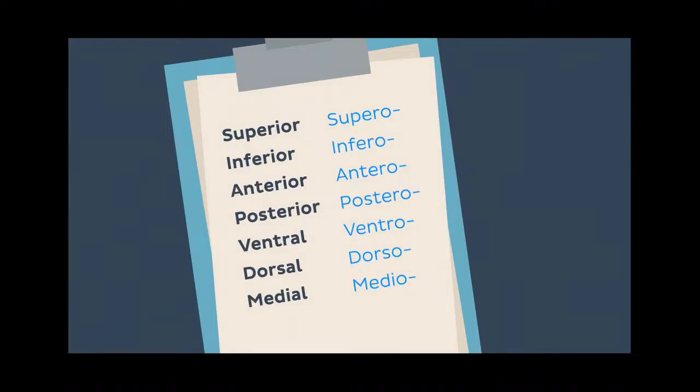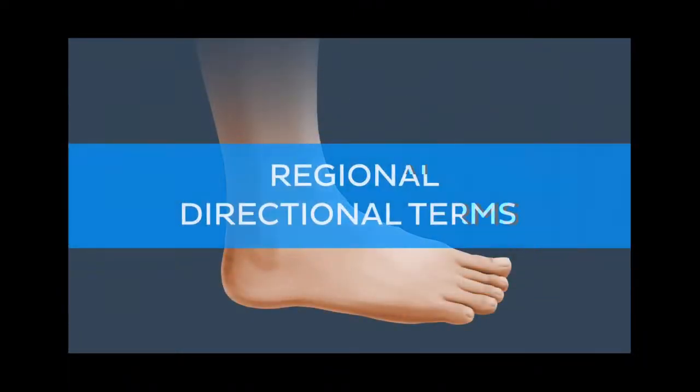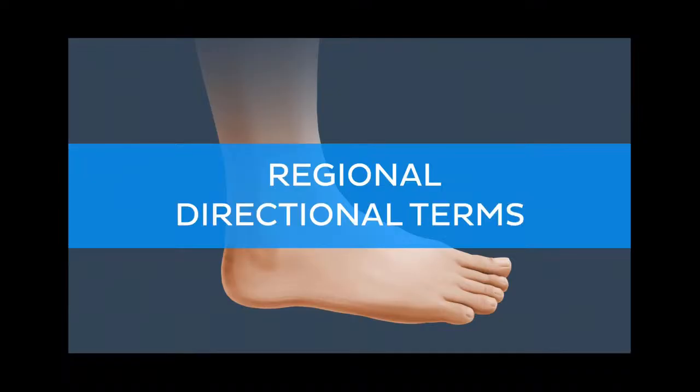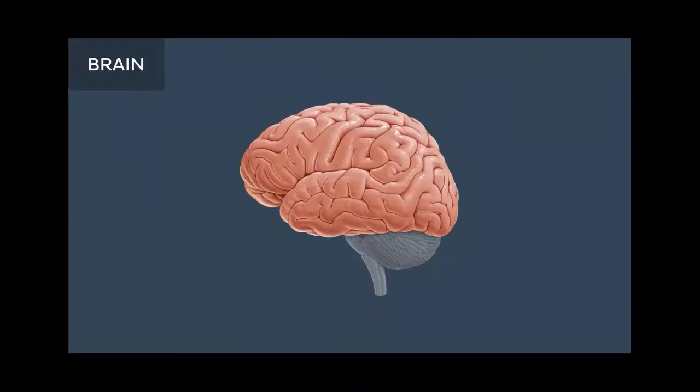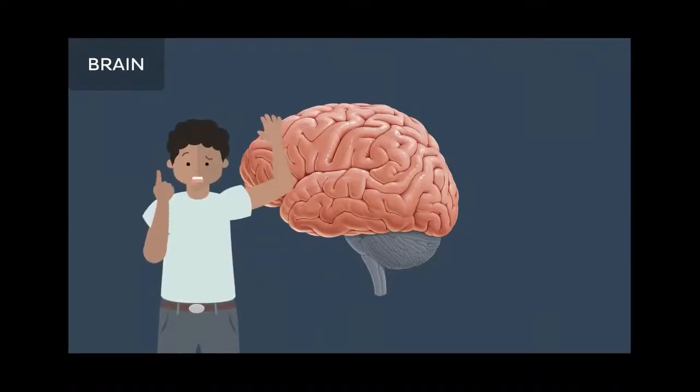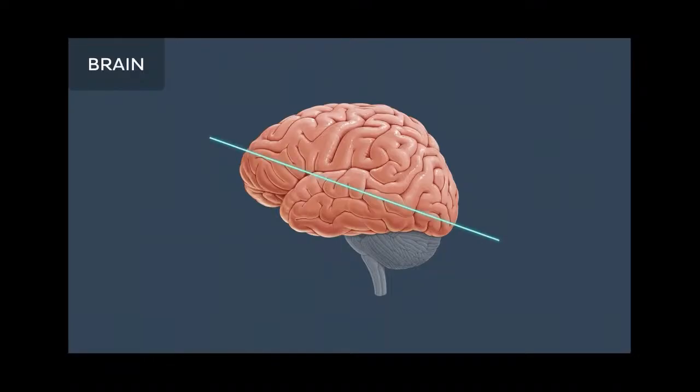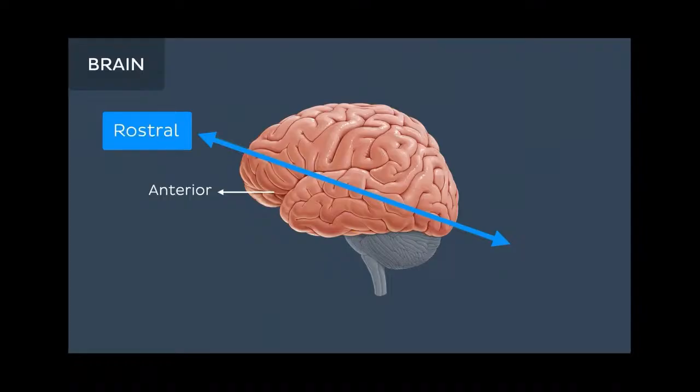Now let's take a few moments to discuss some regional directional terms, which are specific to certain parts of the body. Let's begin with the brain. Now we came across some of these terms earlier on, but in the brain they have different meanings, which can be confusing. In the cerebrum, we sometimes use the term rostral instead of anterior. Rostrum comes from the Latin word for nose or beak, so think of this term as anything pointing anterior towards the nose. The term caudal in the brain means the opposite of rostral and can be used instead of posterior when describing structures of the cerebrum.